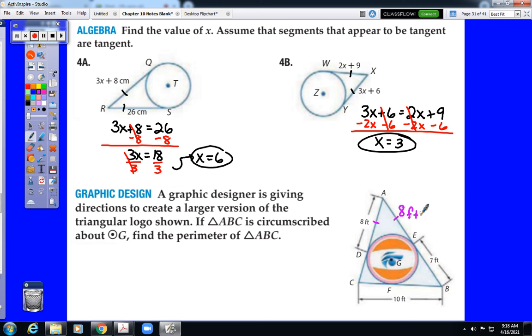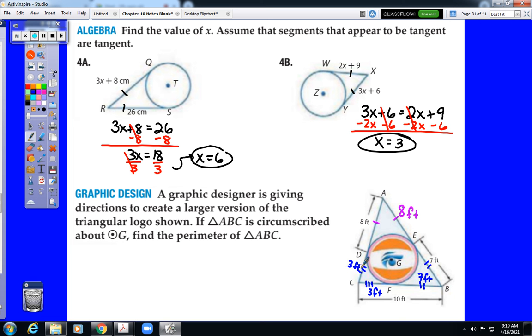Okay, now finding CD is a little bit tougher. We have to think our way through this. If EB is tangent to the circle and BF is tangent to the circle, then they're equal lengths, which means BF is 7 feet, which means that CF would be 10 minus 7, or 3 feet. And if CF is 3 feet, it is congruent to CD, which makes CD 3 feet.